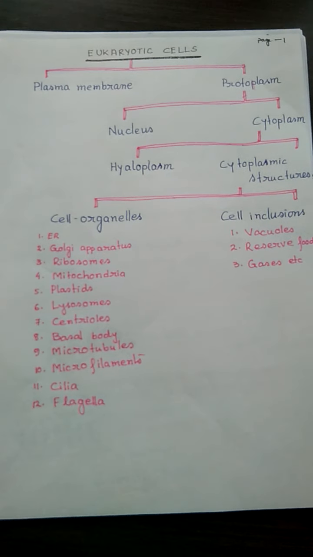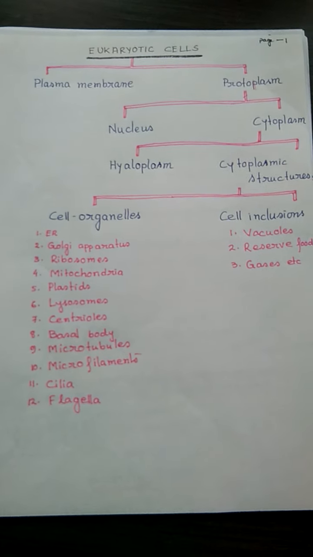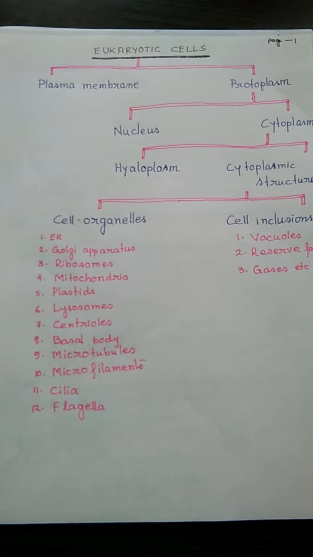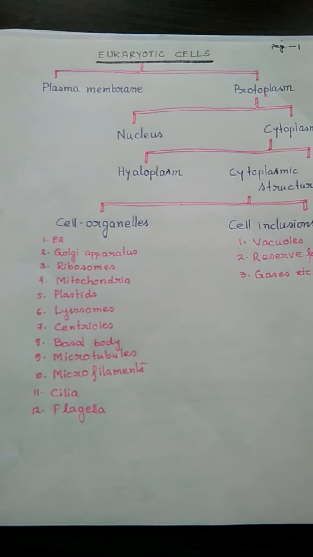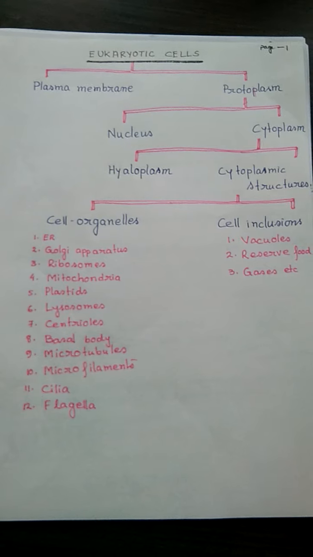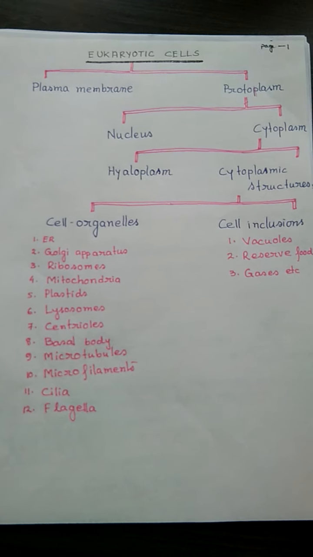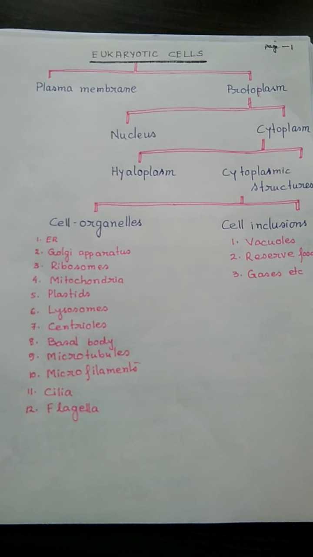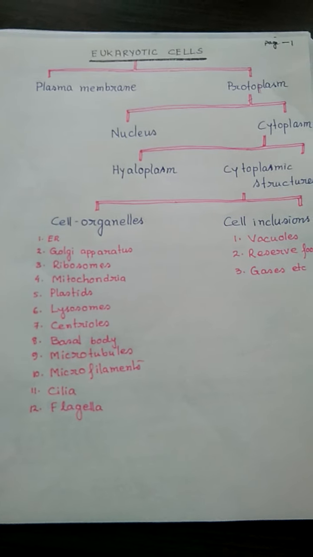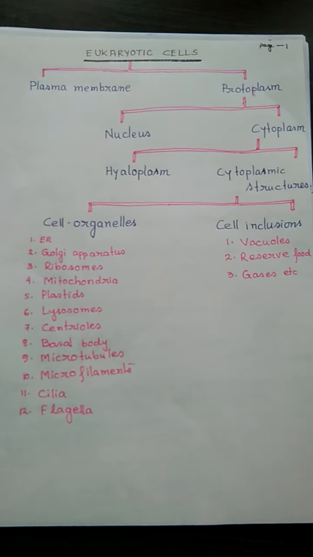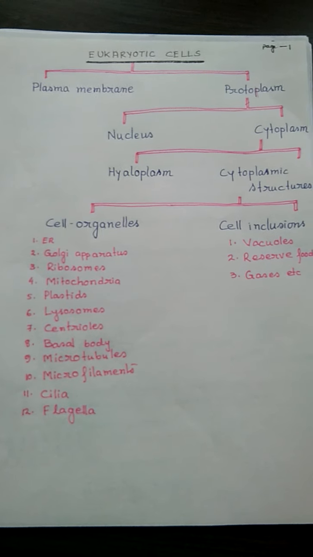Jai Gurudev students. Today I will start the next part of the cell, that is the structure of the eukaryotic cell. Prokaryotic I have already given. So what are the different parts of the eukaryotic cell? With a flow chart it will be easier for you.